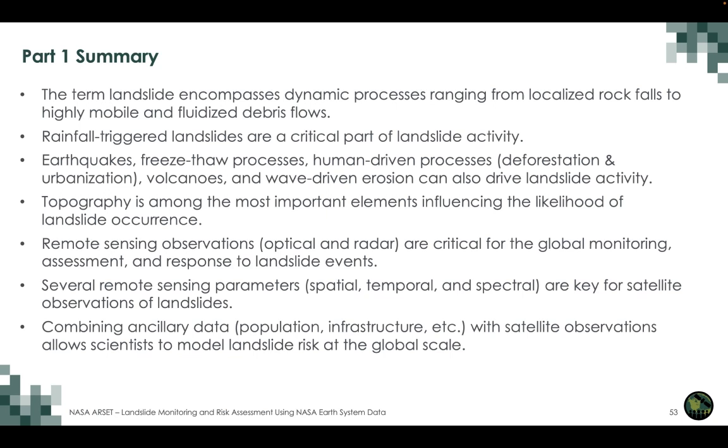Topography is among the most important elements influencing the likelihood of landslide occurrence. Remote sensing observations, optical and radar, are critical for the global monitoring, assessment, and response to landslide events. Several remote sensing parameters, such as spatial, temporal, and spectral, are key for satellite observations of landslides. Combining ancillary data, such as population and infrastructure, with satellite observations allows satellites to model landslide risk at the global scale.